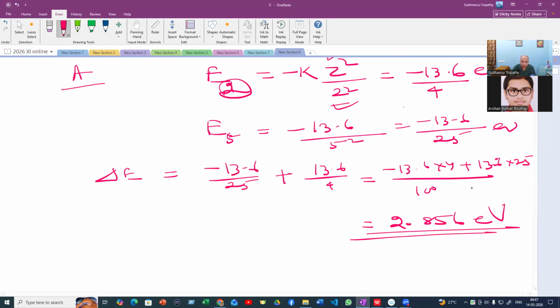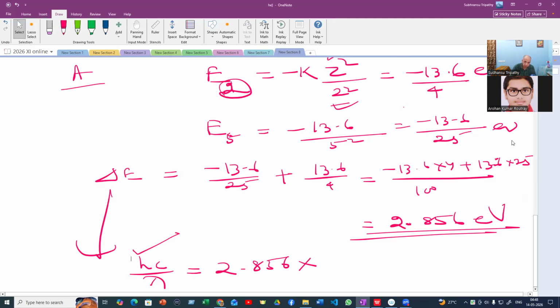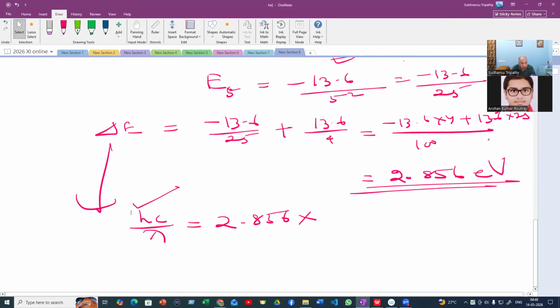Okay. When that is converted to lambda, here you can immediately use delta E is equal to hc by lambda. We can directly get 2.856 into... you have to make it joule, because the h value you have to use in joule. So can you tell me what is the value of 1 electron volt in joule? I have told you. Try to remember, recap.